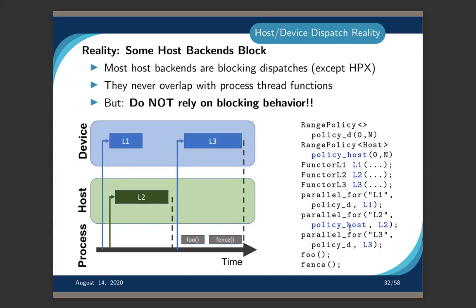The important thing is do not rely on the blocking behavior of how our host backends are working right now. There might be future versions of OpenMP where we can actually do non-blocking dispatch. We may rewrite our threads backend to not use the master thread, and just use worker threads, in which case they become non-blocking. So you cannot rely on that, okay?